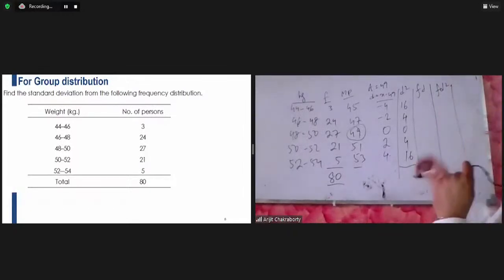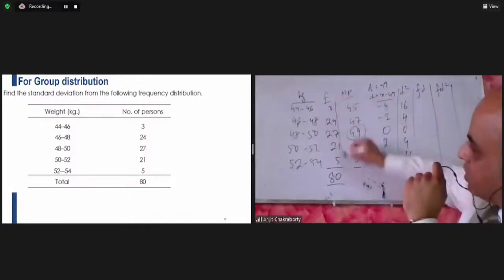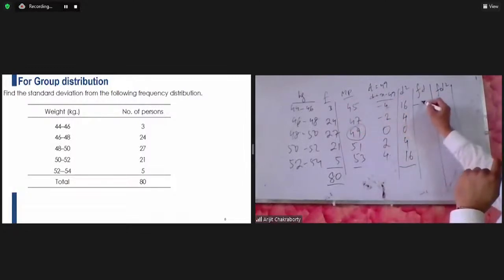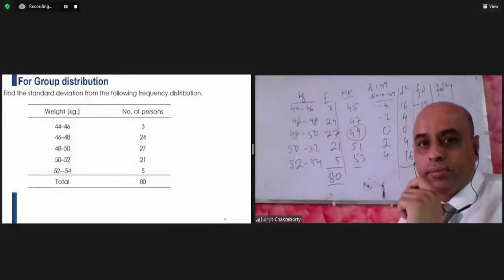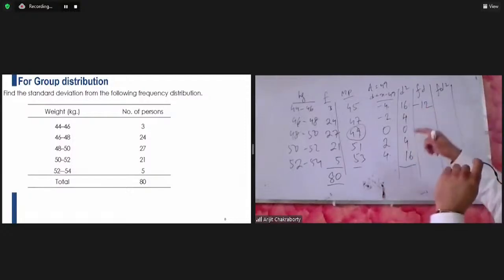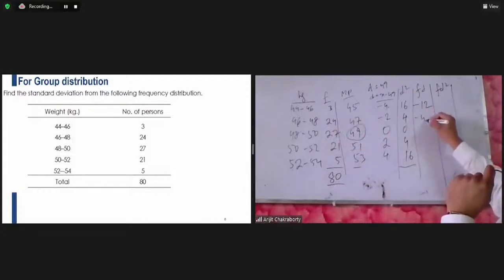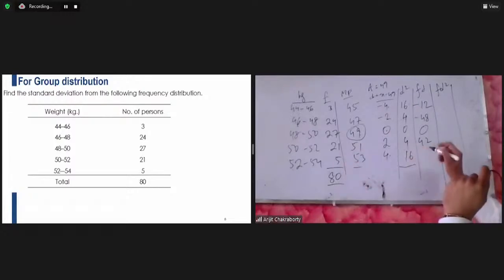FD and FD square. FD we are finding. This column is F, and D is here. So 3 into minus 4, minus 12. Please be very careful with the sign, that is the positive sign or the negative sign. D is minus 2 and F is 24, so it gives us minus 48. 0 here, so it is 0. 2 here and frequency is 21, so it's 42. 4 here and frequency is 5, 4 into 5 is 20.